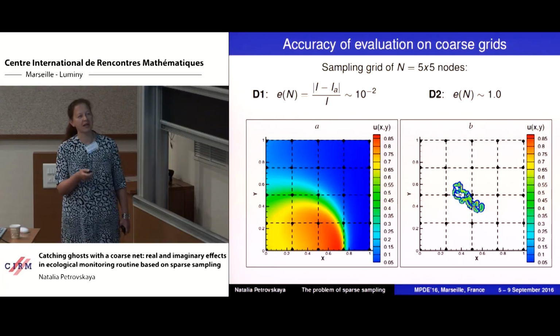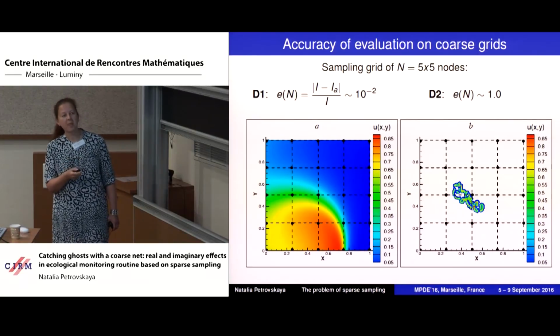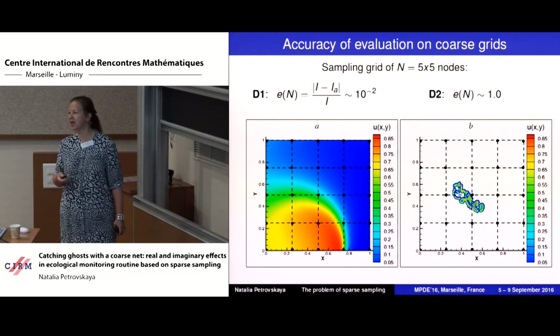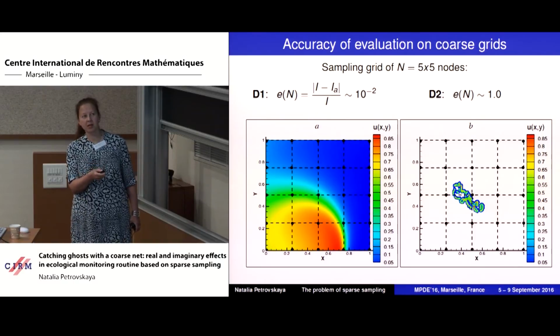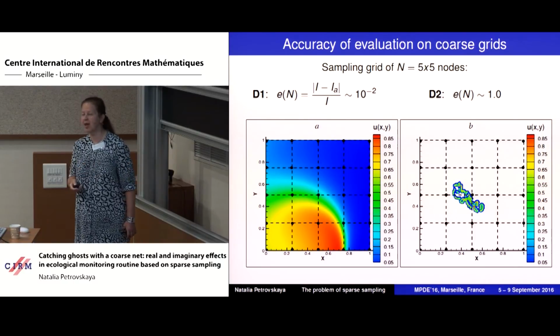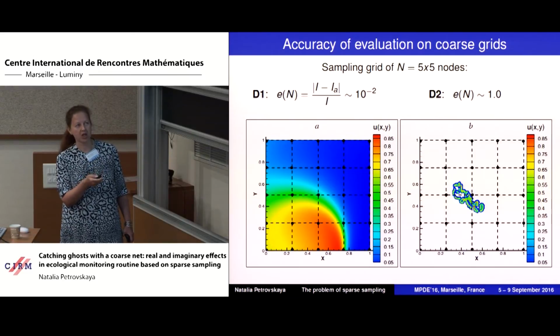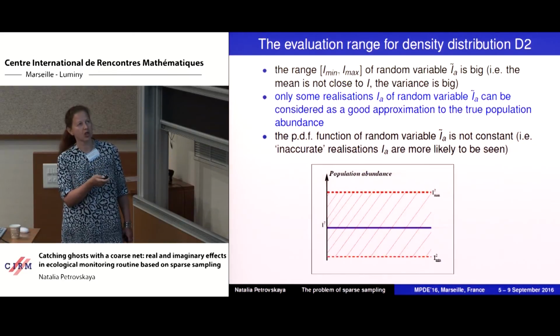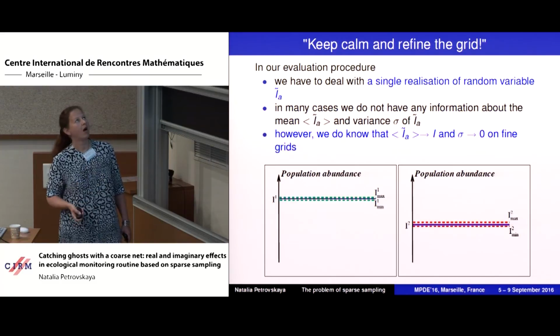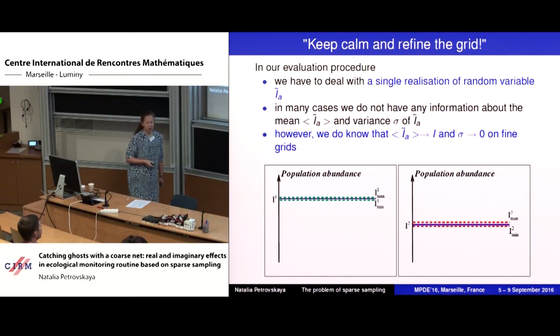And again, crudely speaking, that means it's more likely that we will see inaccurate realizations of our evaluation. So again, we go to a field, we install our grid. In most cases, we will just miss this distribution. In some cases, yes, we will be lucky to catch it and to get an accurate evaluation.